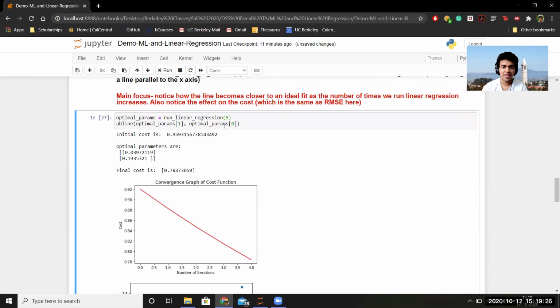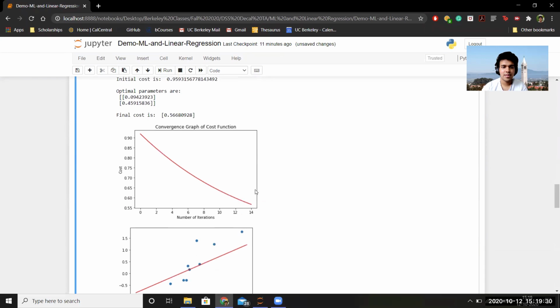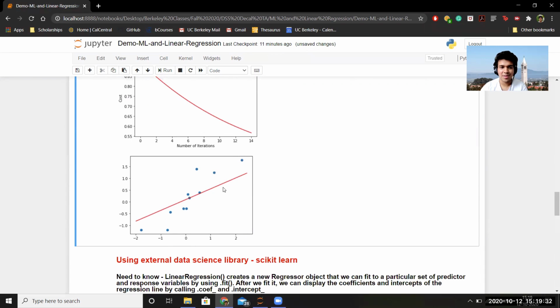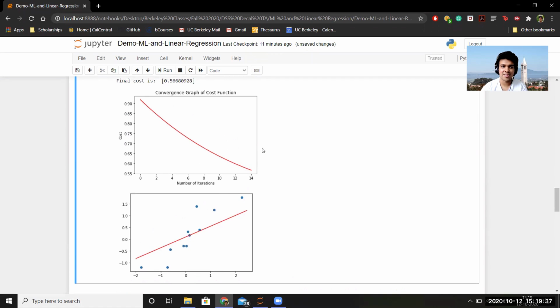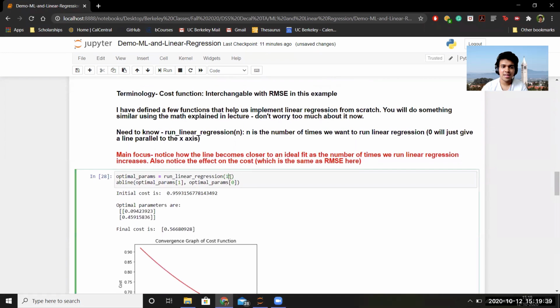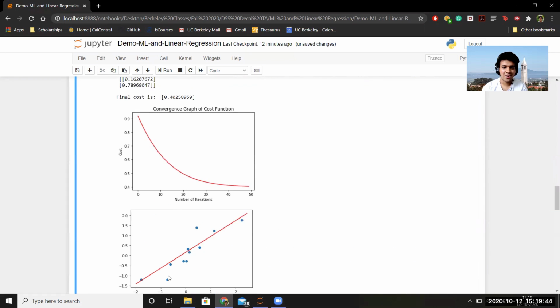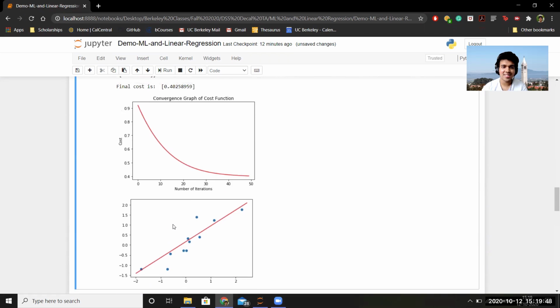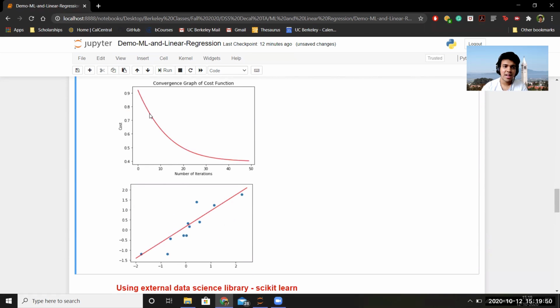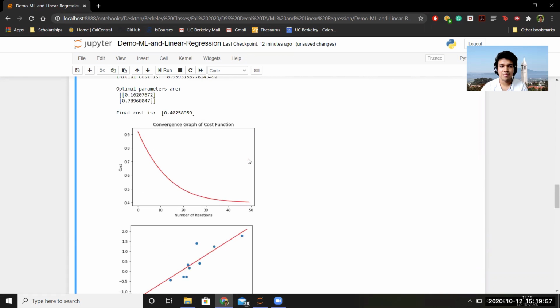Let's see what happens when we run it, let's say 15 times. Okay, now we begin to get somewhere. We see that it's getting closer and closer and closer. The cost function continues to decrease. Let's say 50 times. Okay, now it looks very good. Now it looks like we are getting an actual regression line that describes the variables. We also see that the cost function is still decreasing, but it's begun to stabilize. So it's begun to approach an asymptote. And that is our goal.